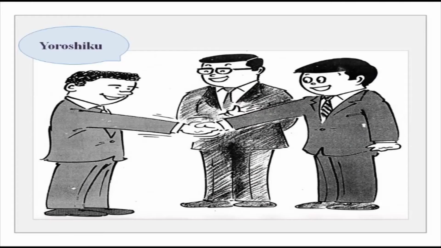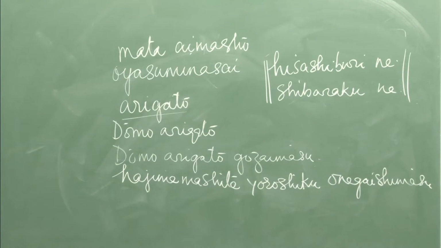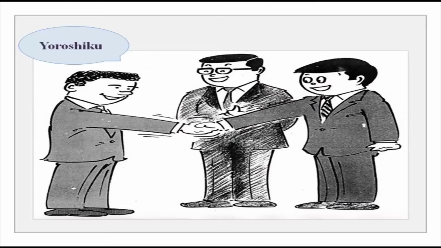Informally, you can say hajimemashite and just yoroshiku. You do not have to repeat the whole phrase hajimemashite, yoroshiku onegai shimasu. And both parties have to say exactly this, hajimemashite, yoroshiku onegai shimasu. Watashi wa Tanaka desu. Watashi wa Rao desu. So, that is how you would introduce yourself.